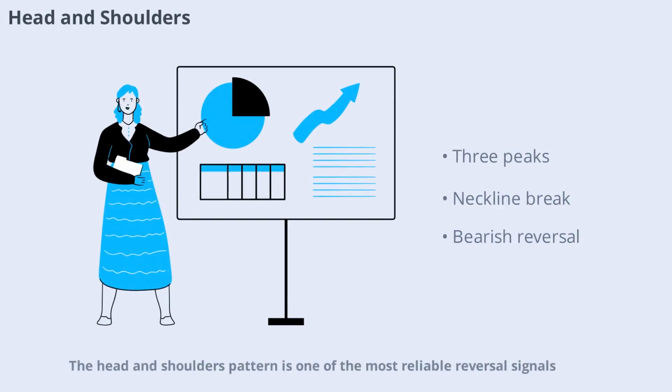Head and shoulders pattern is one of the most reliable reversal signals. It consists of three peaks: a higher peak, the head, between two lower peaks, the shoulders. This pattern typically forms at the end of an uptrend and signals a potential reversal to the downside. A break below the neckline, which connects the lows between the peaks, confirms the reversal. Head and shoulders patterns help traders spot trend changes early.